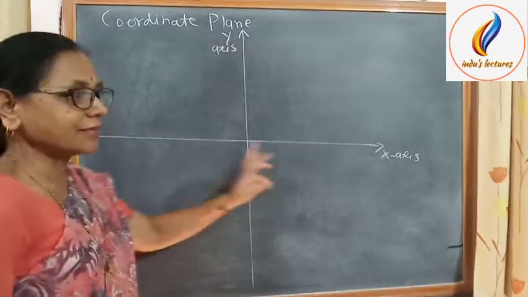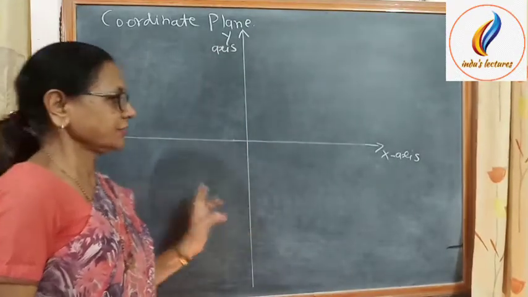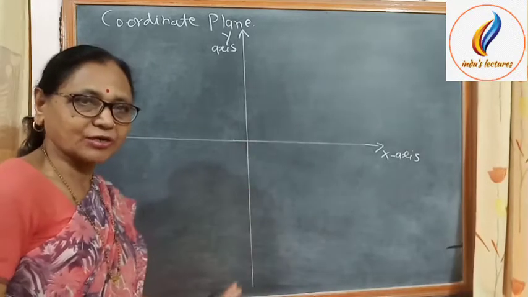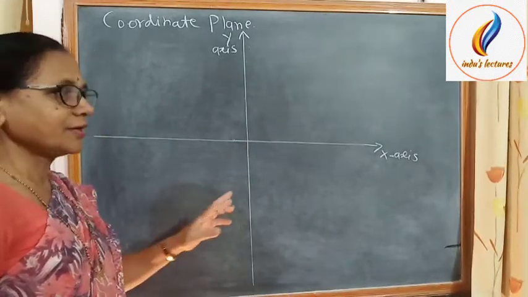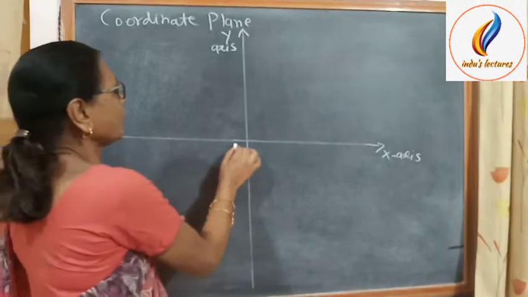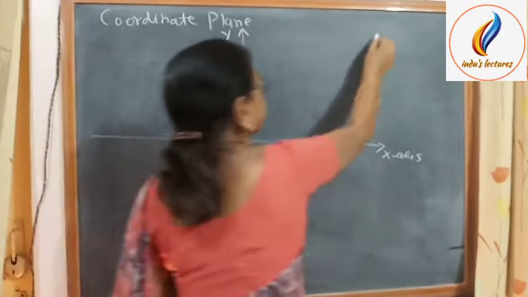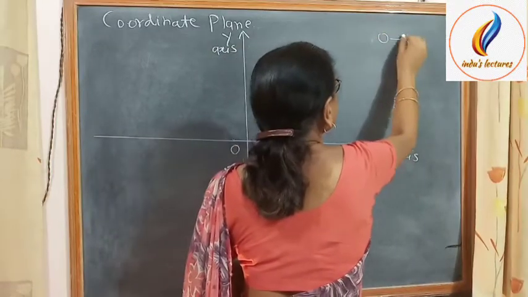Now these two number lines are perpendicular to each other. Their point of intersection is denoted by O and it is called the origin. That means O is nothing but the origin.